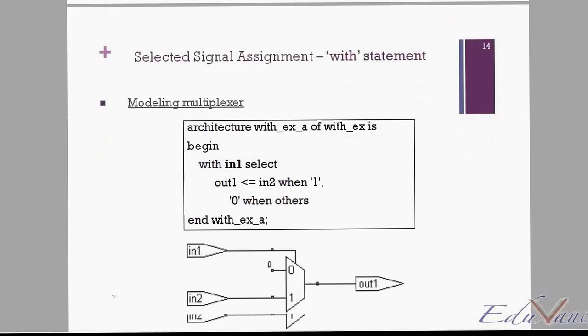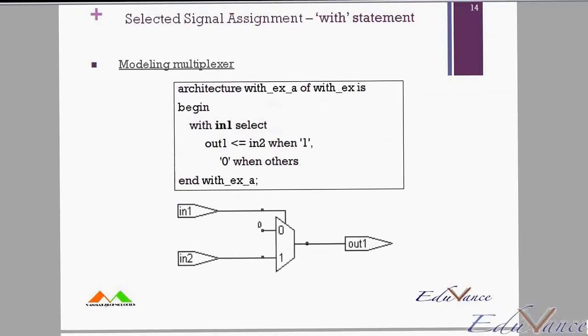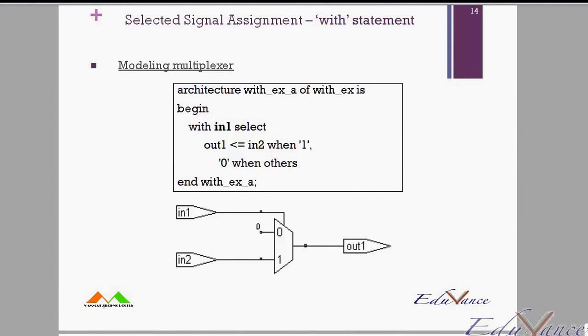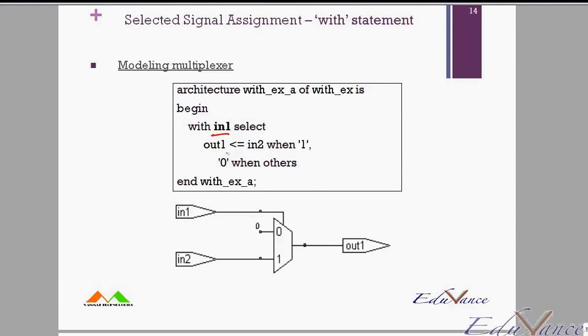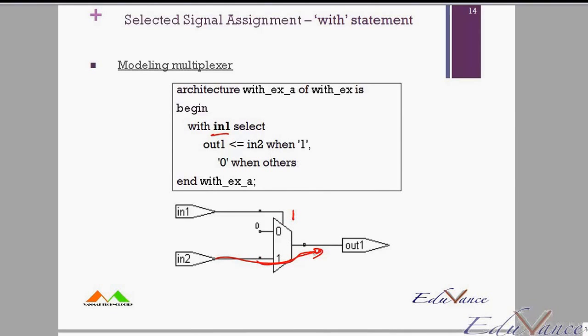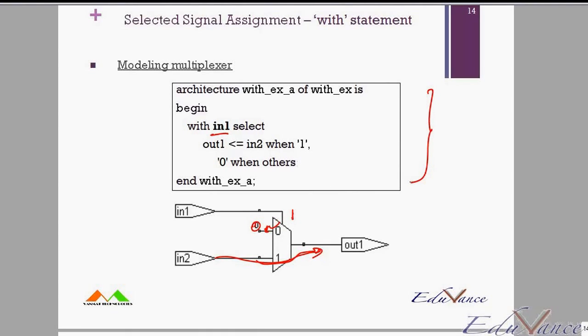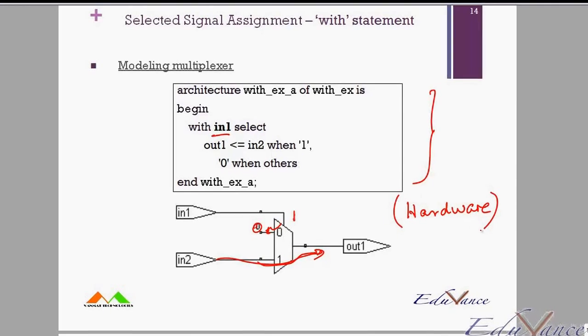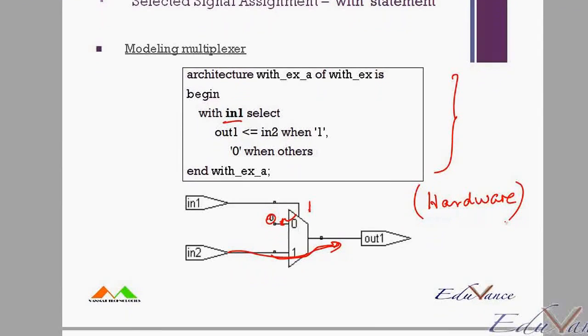So let's look at how you would make a multiplexer with a with select, a 2:1 multiplexer. So with your in 1 I would select, your out will get input 2 when my input 1 is 1, else it is 0 when others, basically the other default value. This is quite straightforward, but it's important to understand what the hardware is going to be, and obviously we will see this in a lab session as well.